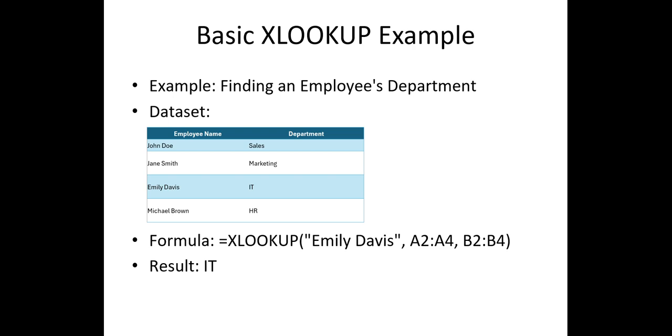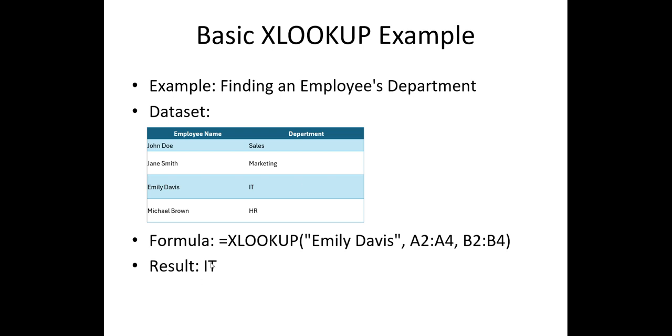So here I put a screenshot, but this is where we'll switch back and forth between the example and the actual Excel file where the formula is. The example is finding an employee's department from a data set. In this example, you have the names of employees and which department they work in. We'll be looking for Emily Davis, the employee name, and trying to find out which department Emily works in.